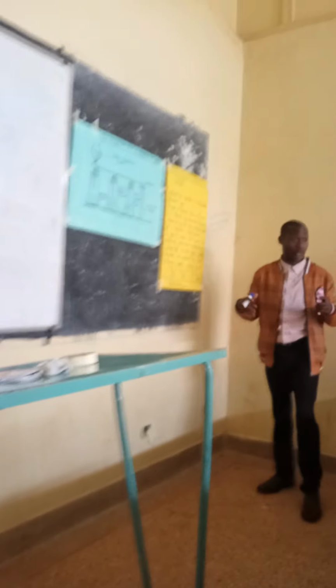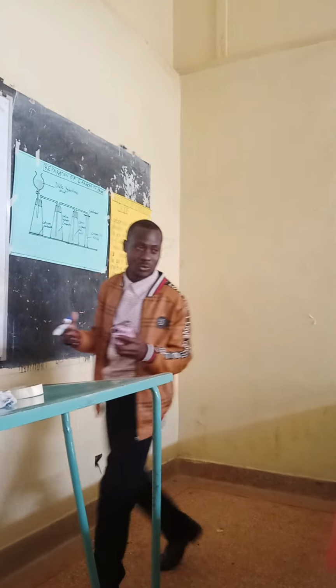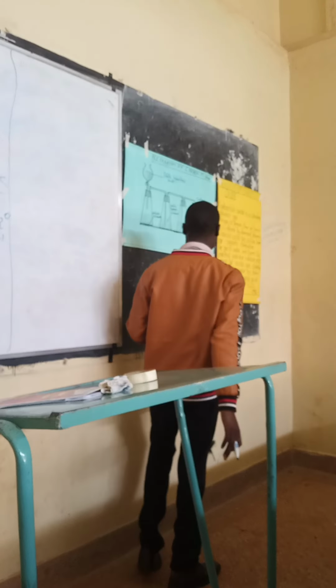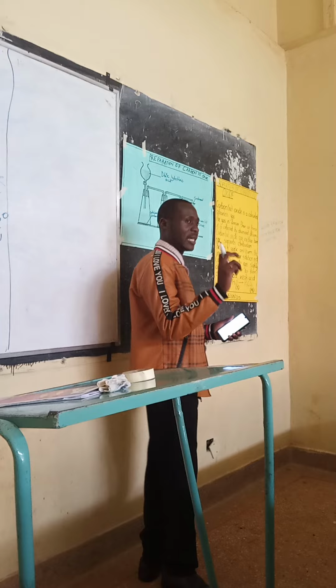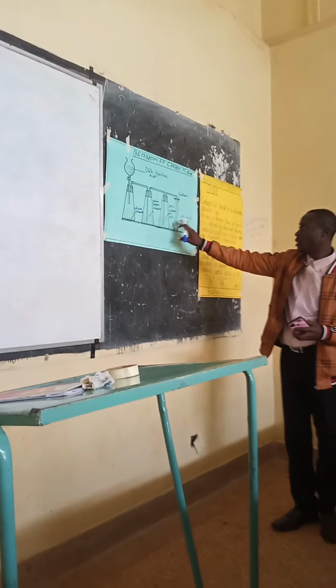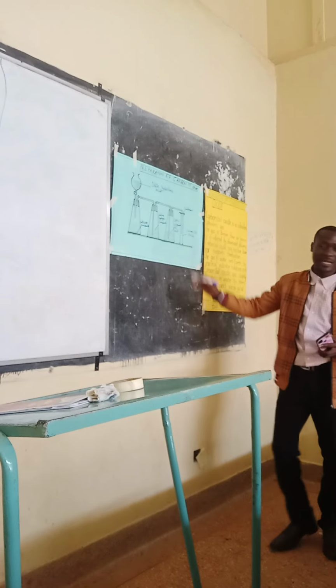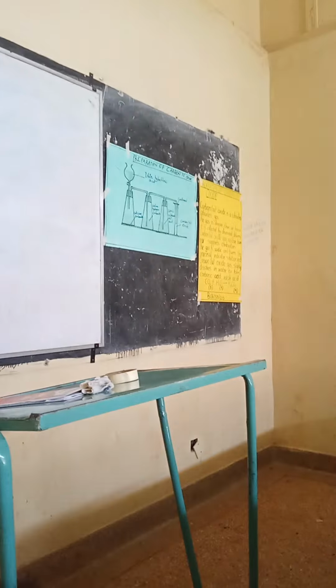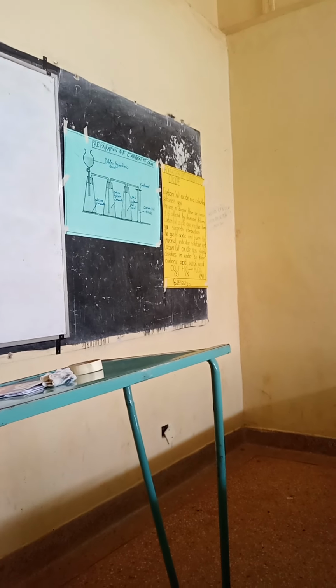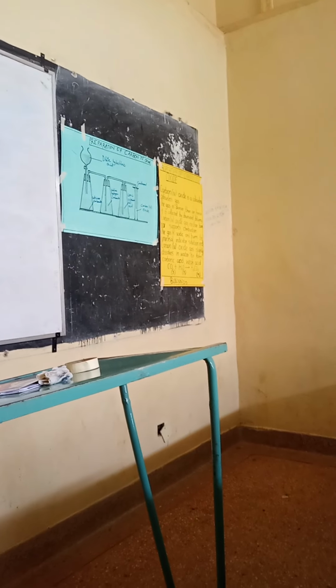Because as we said, we need to dry the gas. If we want to dry the gas, we need to bubble that carbon dioxide via concentrated sulfuric acid. Not any other thing, but concentrated sulfuric acid. Therefore, this one, concentrated sulfuric acid, will act as a drying agent.